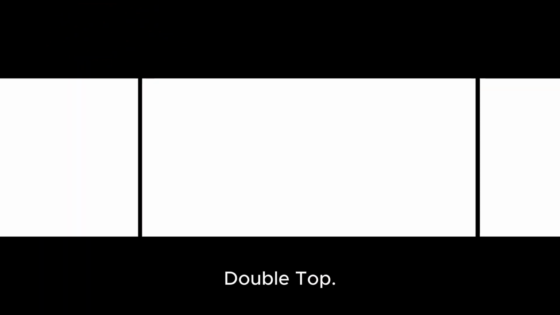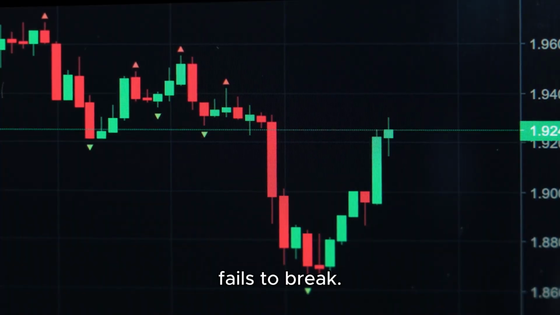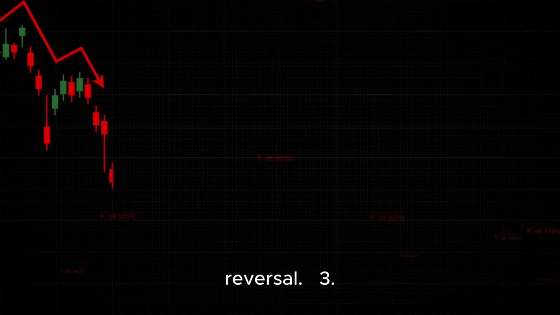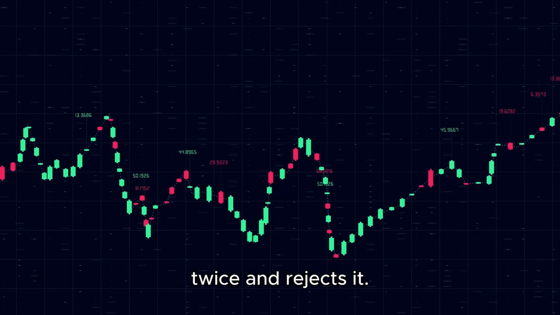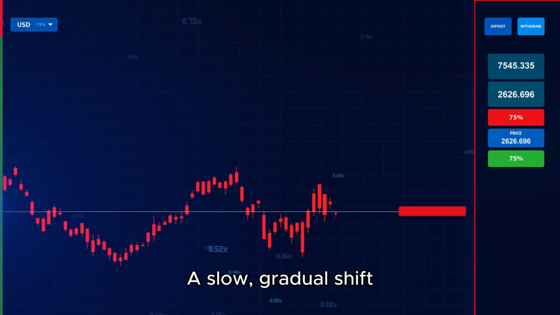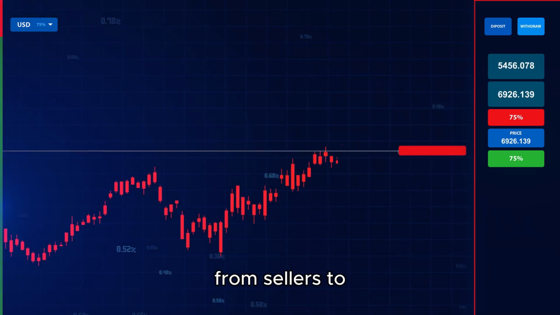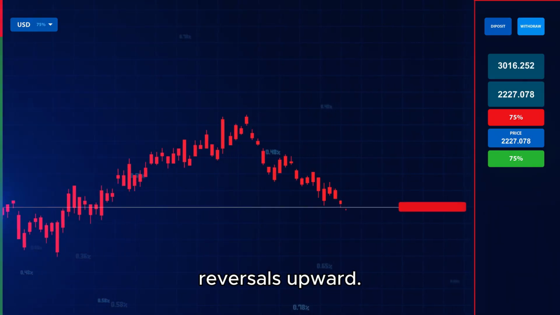2. Double top. Price touches the same high level twice and fails to break. Indicates bearish reversal. 3. Double bottom. Opposite of double top. Price touches a low twice and rejects it. Signals bullish reversal. 4. Rounding bottom. A slow, gradual shift from sellers to buyers. Often seen before major trend reversals upward.